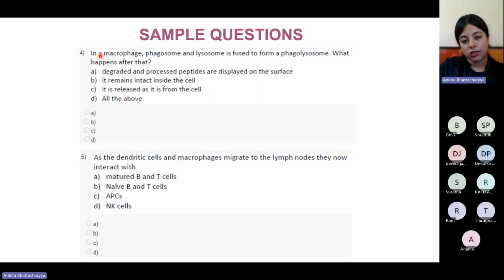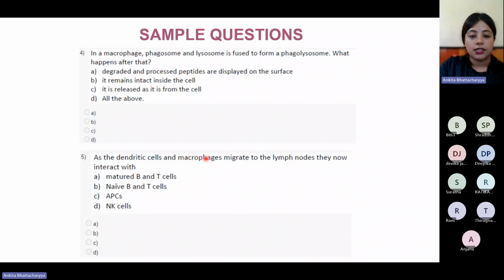Keep in mind the question is talking about a macrophage in particular, which, if you remember, is an antigen presenting cell. So it will chop up the peptides, and those processed peptides will be displayed on the surface via MHC molecules. So this is the correct option A.